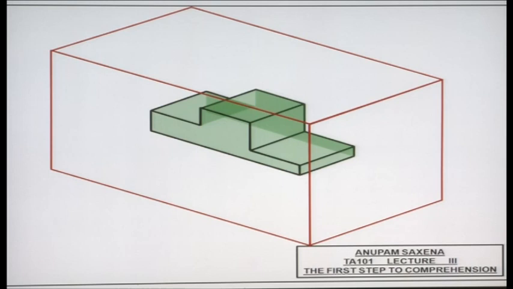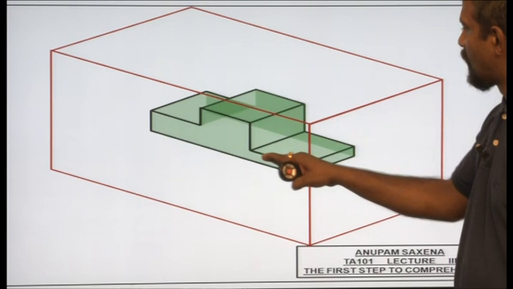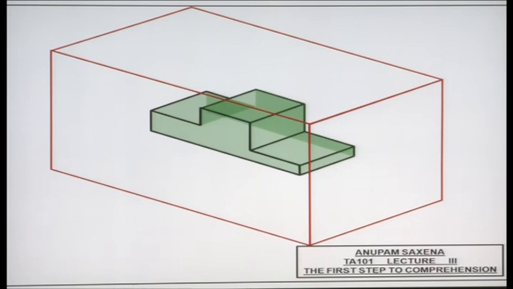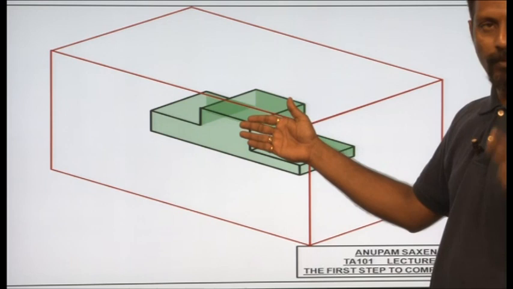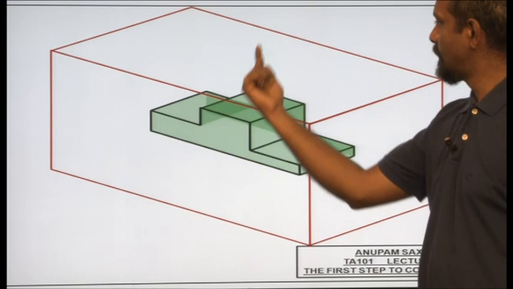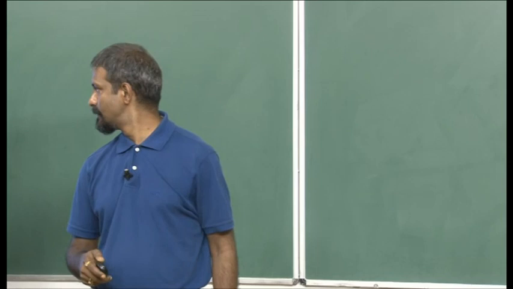Now, just imagine that we have light bulbs on all these edges, and they are emanating light in such a way that this light is essentially going to be going in three mutually perpendicular directions. Along this direction, along this direction, and along this direction. Okay. So, they are special kinds of light bulbs.